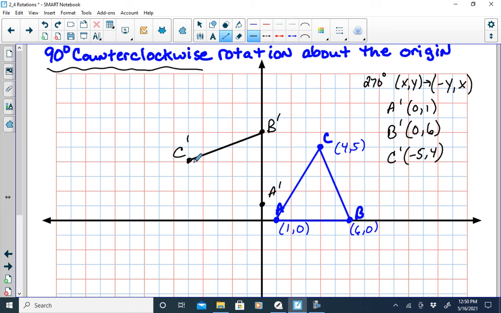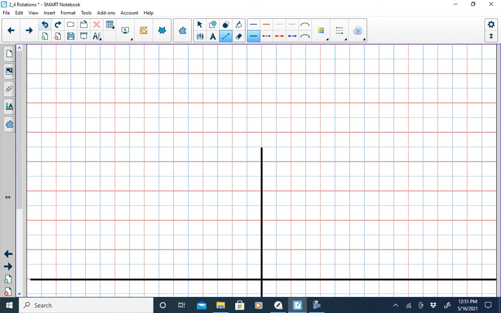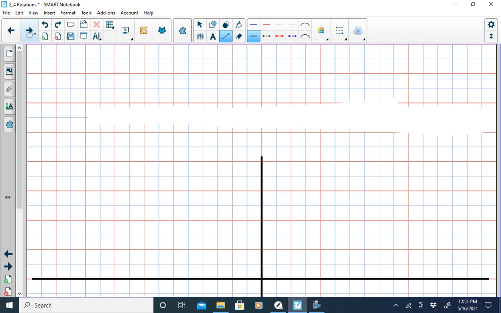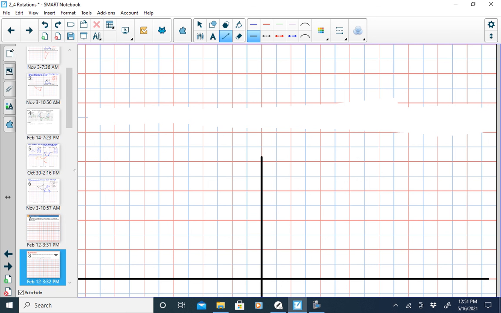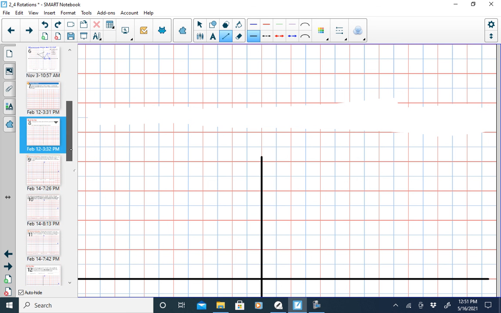Let's graph those ordered pairs. And it looks like we have our 270-degree counterclockwise rotation, which would be the same as a 90-degree counterclockwise rotation. 270-degree clockwise would be the same as 90-degree counterclockwise. Okay. Let's see, what do we have next? All right, let's try.